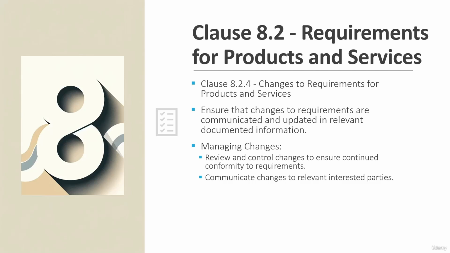When it comes to managing changes, there are two aspects listed in ISO 9001 standard. One is to review and control the changes so that the conformity is still maintained. You cannot make changes just like that, because making change at one place could affect many other places. And these changes need to be communicated to all relevant interested parties, which could include people who are doing the job and the customer. So this was clause number 8.2, which is requirements for products and service.